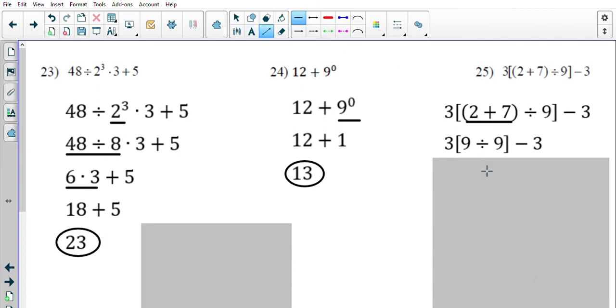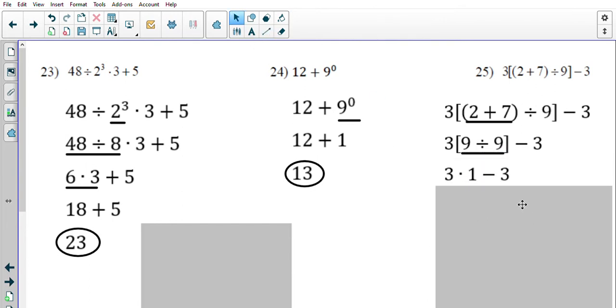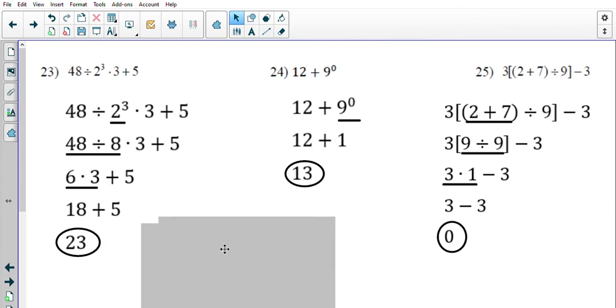Now we'll do 9 divided by 9, which is 1. So we have 3 times 1. Notice how I replaced the brackets now with multiplication since I'm done with my operations inside the brackets. 3 times 1 minus 3. Of course, 3 times 1 is 3. And then we've got 3 minus 3, which of course is 0 for our final solution.